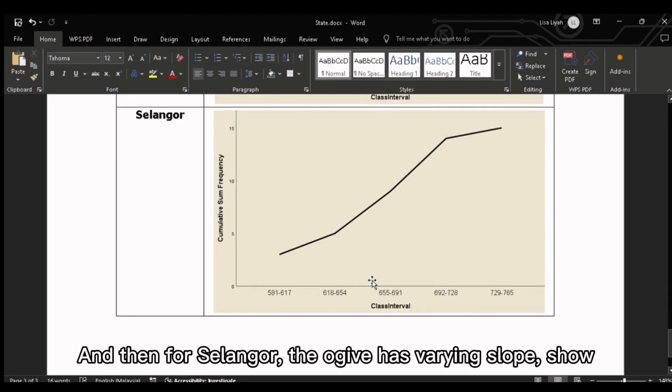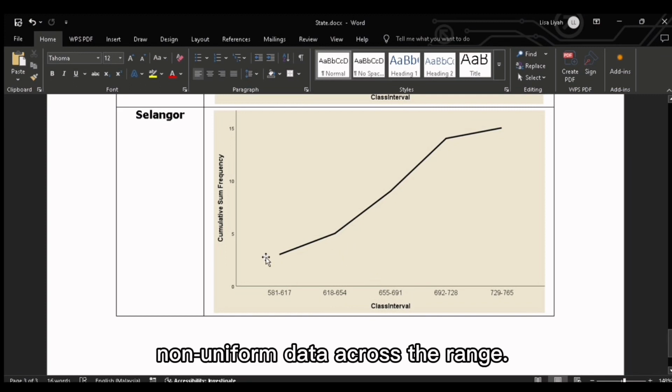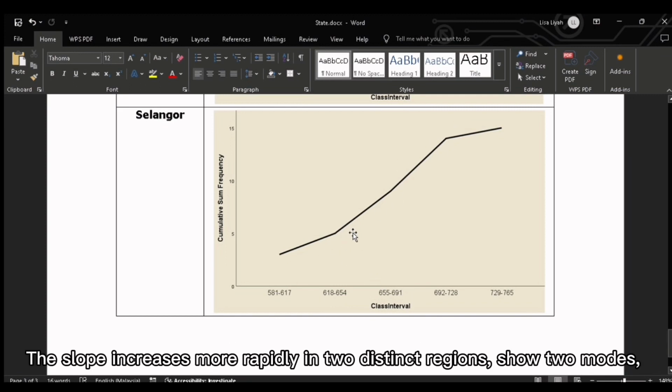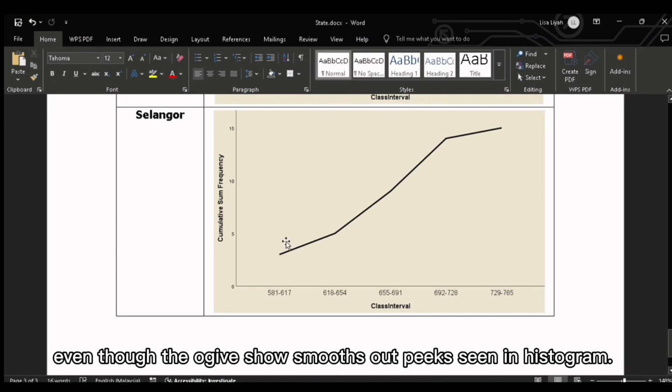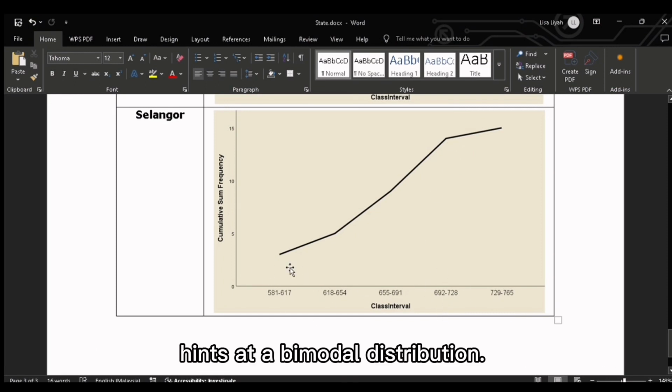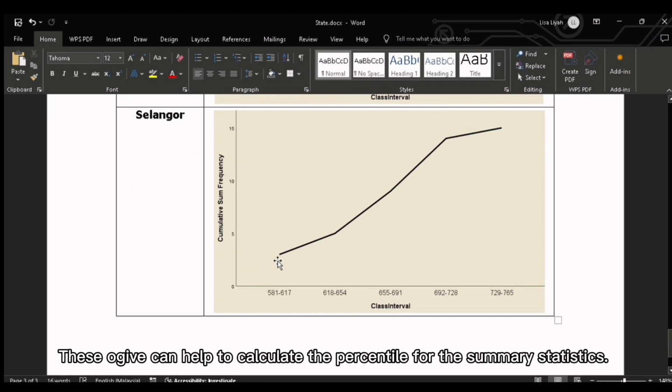And then, for Selangor, the OGIF has a varying slope, showing non-uniform data across the range. The slope increases more rapidly in two distinct regions, showing two modes, even though the OGIF smooths out peaks seen in the histogram. The presence of sharp changes in the slope at two separate ranges suggests a bimodal distribution. This OGIF can help to calculate the percentiles for the summary statistics.